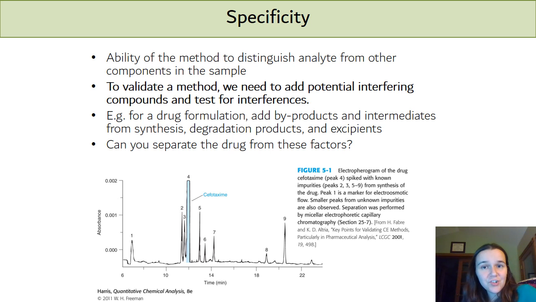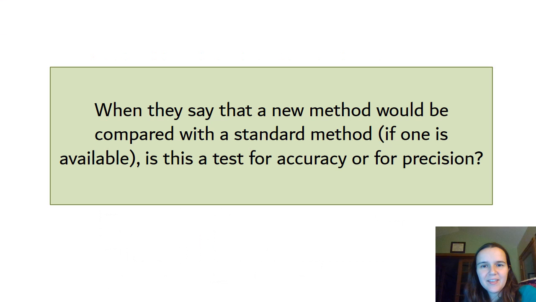Imagine you're making a pill, a drug. There are going to be byproducts of the reaction. There might be an intermediate from making the compound. Maybe there's a degradation product, because as it ages, it decays. Or there are excipients, sugar, salts, things like that that might be put into the pill to help make a nice, good solid. So you'd want to do an analysis and see, okay, if my drug, in this case it's peak 4, cefotaxime, can I spike it with all of these other impurities and still tell them apart? It's important to still tell them apart.